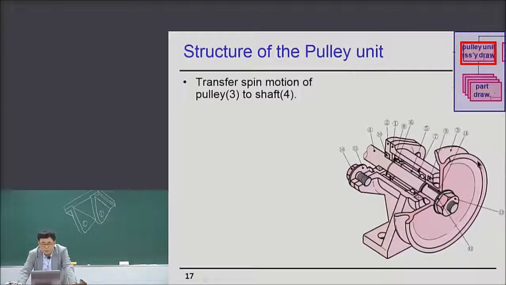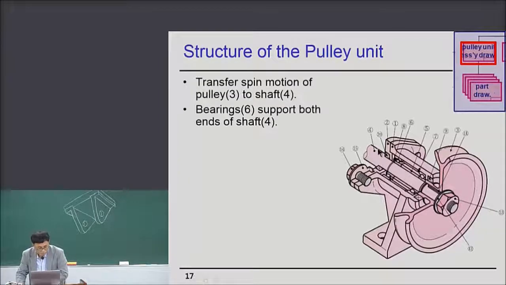The pulley is not seen in this drawing, but there is a belt around this pulley. The belt is spinning, and according to the motion of the belt, the pulley is rotating. Then that spinning motion of the pulley is transferred to this shaft. The shaft is also spinning. The shaft is part number 4.